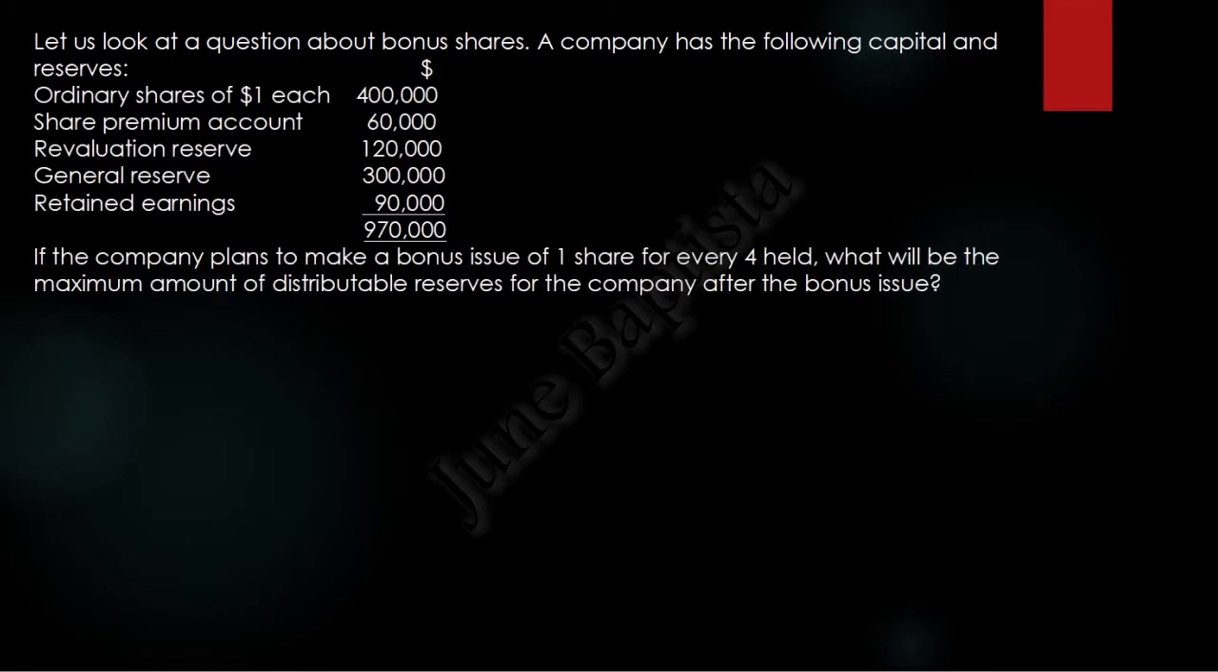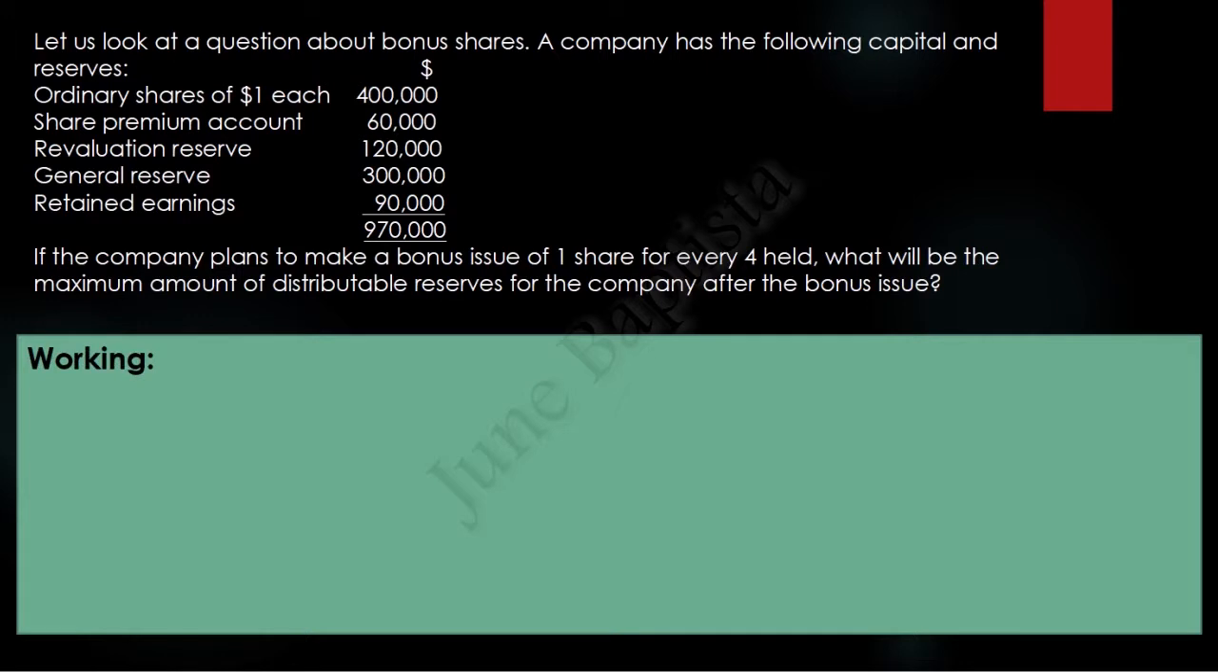Let us look at a question about bonus shares. A company has the following capital and reserves: ordinary share capital of $1 each, share premium account, revaluation reserve, general reserve, and retained earnings, totaling $970,000. If the company plans to make a bonus issue of 1 share for every 4 held, what will be the maximum amount of distributable reserves for the company after the bonus issue?